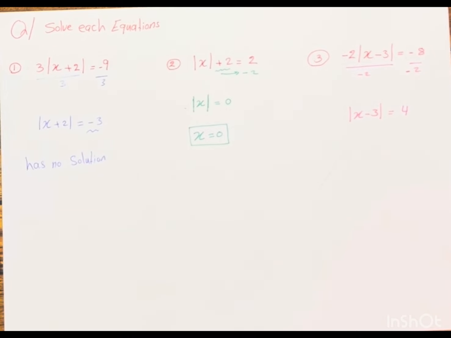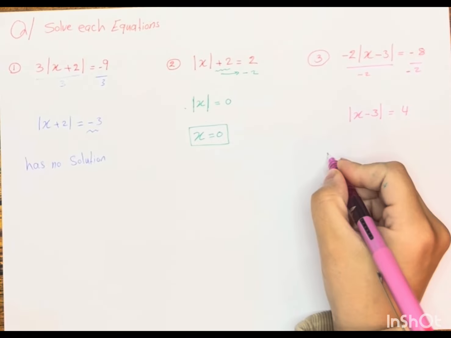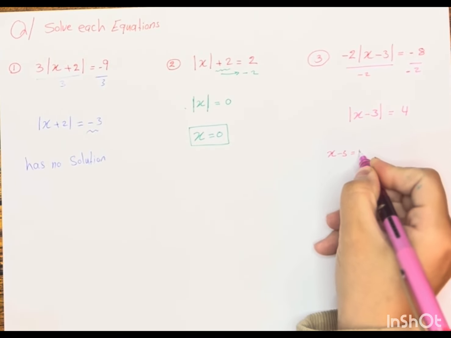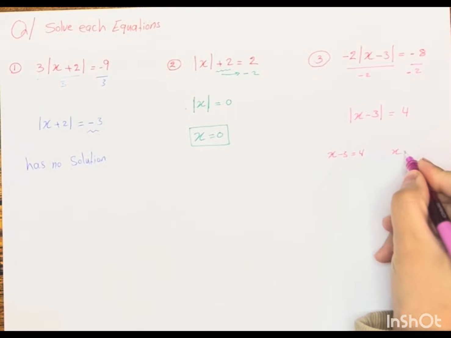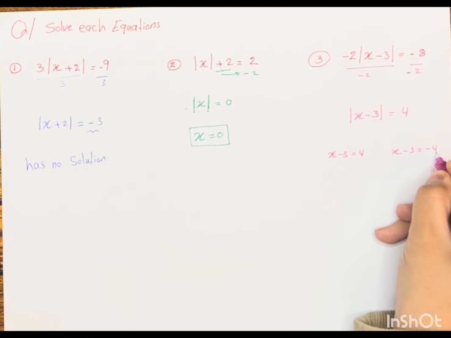Now we can open the absolute value because it's isolated on one side. So I will write x minus 3 equal to 4, x minus 3 equal to -4.